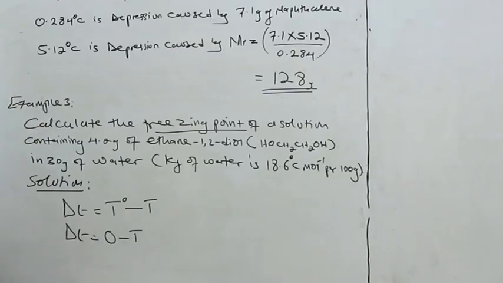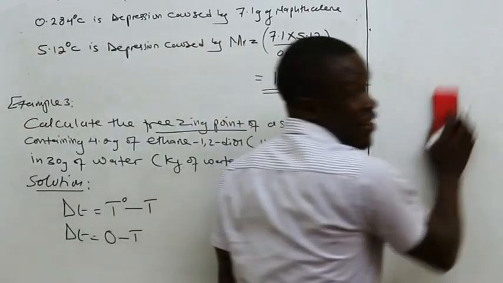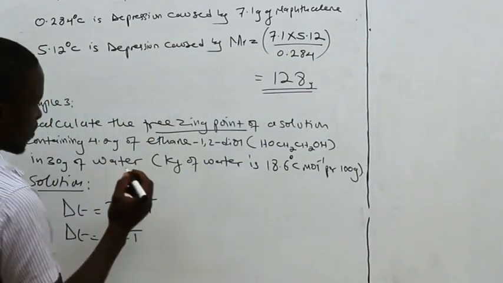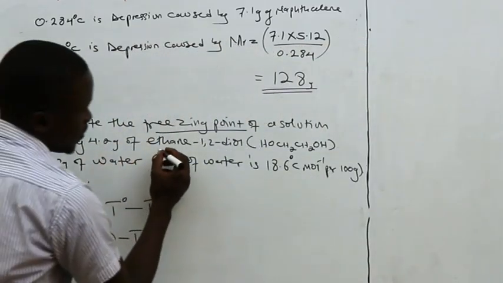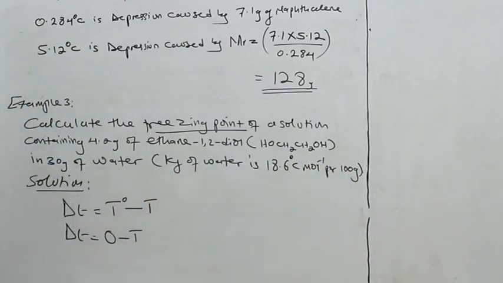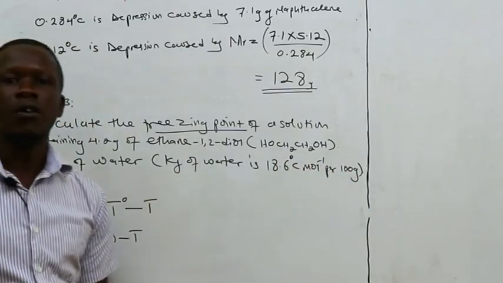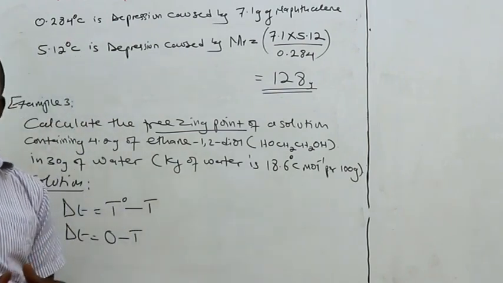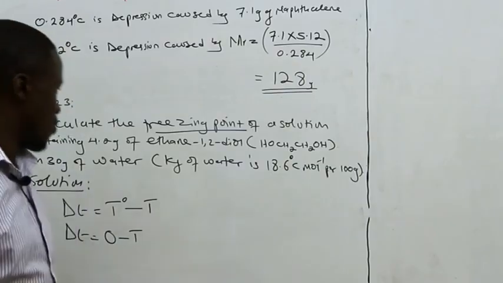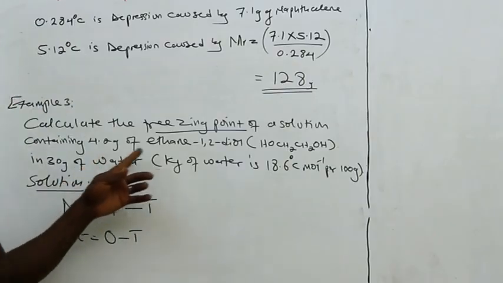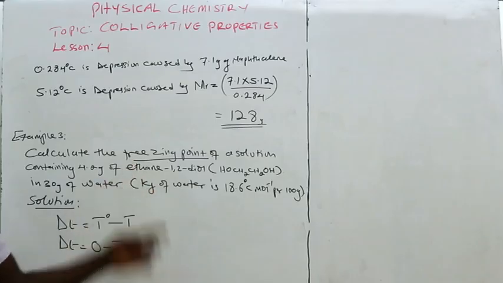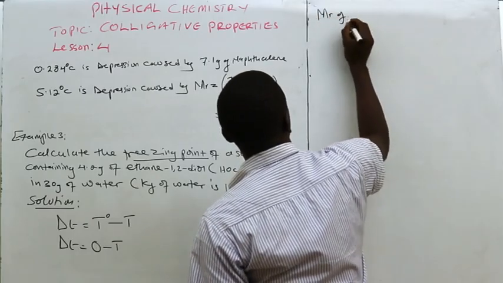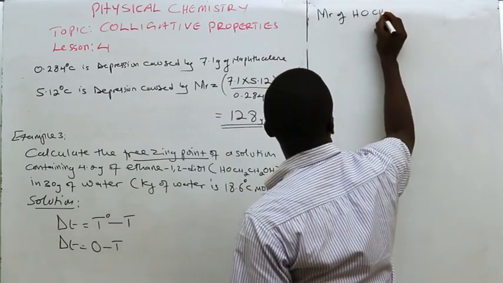Now, the other unique thing about the question is that they have given us the name of a compound and the formula of the compound. The formula of the compound is actually to be used to get the molecular mass of the non-volatile solute, because our solute is actually this compound, ethane 1,2-diol. So you can calculate the molecular mass of the compound.